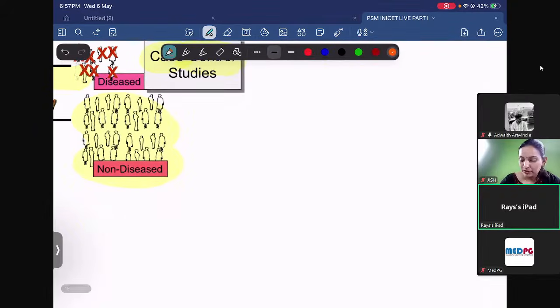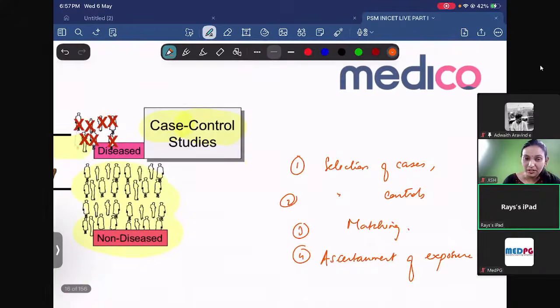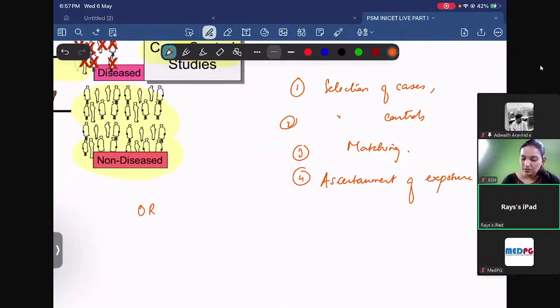What are the steps in a case control study? Quickly we'll write. You have to do selection of cases, and then selection of controls, right? What is the next step? You do matching. Your cases and controls have to be similar, so you do matching. Then ascertainment of exposure. These are basically the broad steps in a case control study. Now, what is the measure of association in a case control study? You call it the odds ratio. So how do you draw the 2x2 table?